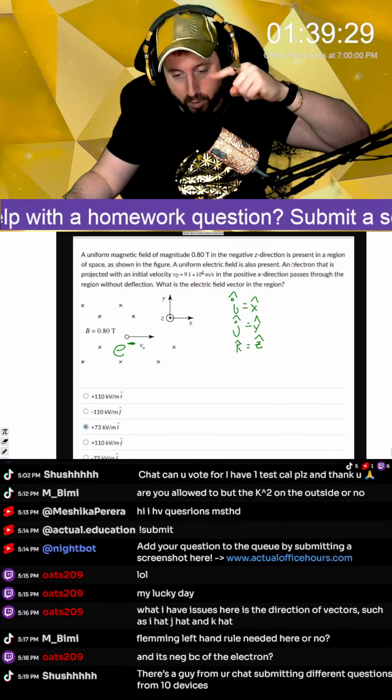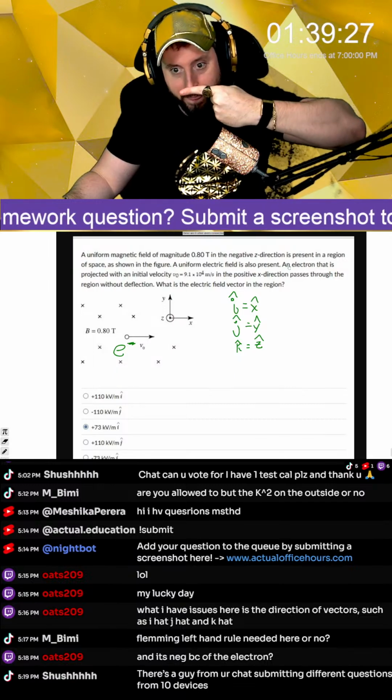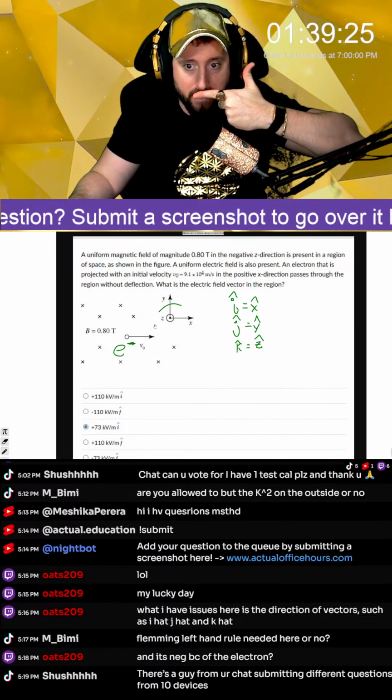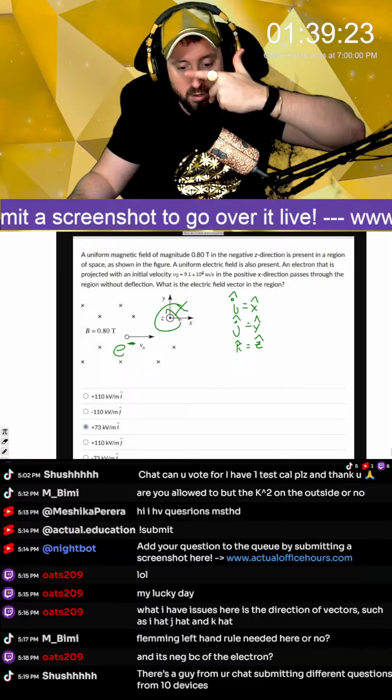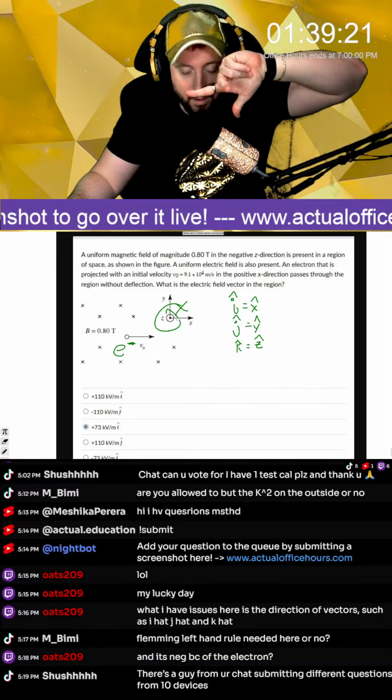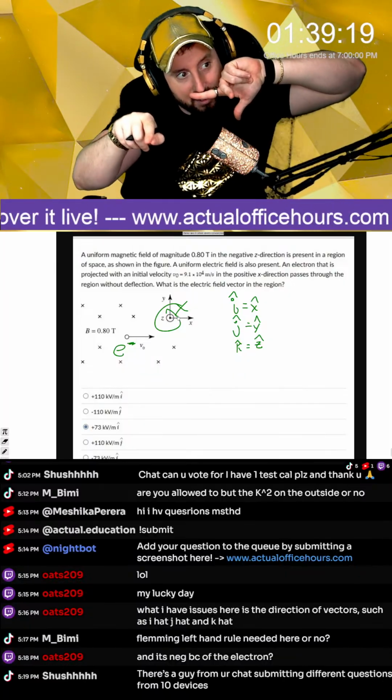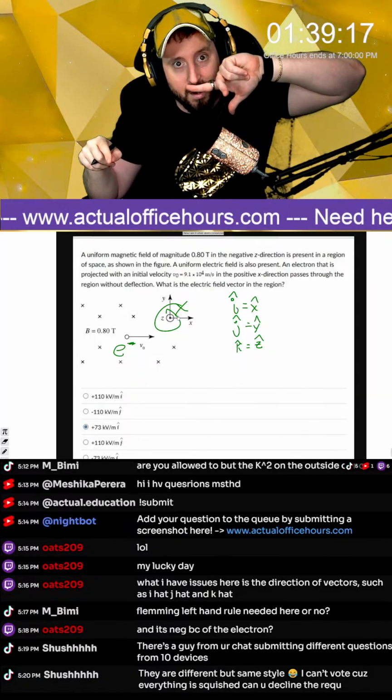V is your pointer finger, right? And V is pointing this way. And then B is the magnetic field. The magnetic field points into the page. So that's going to be like this. I know looking at the camera, it looks like it's coming out of the page.